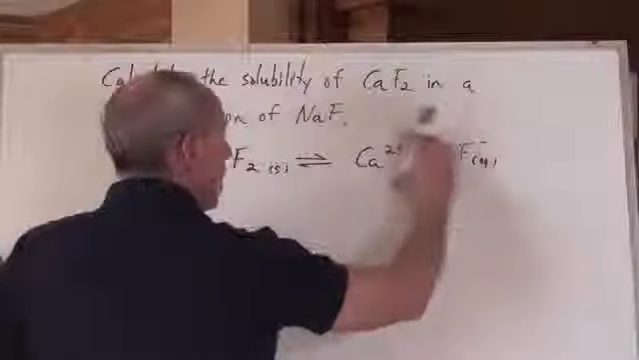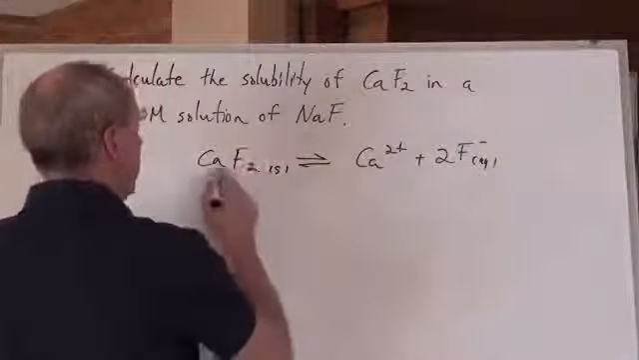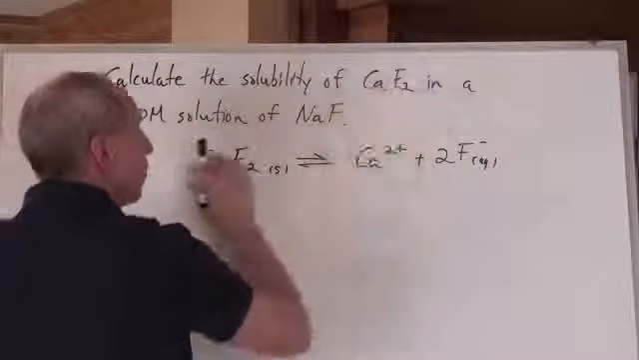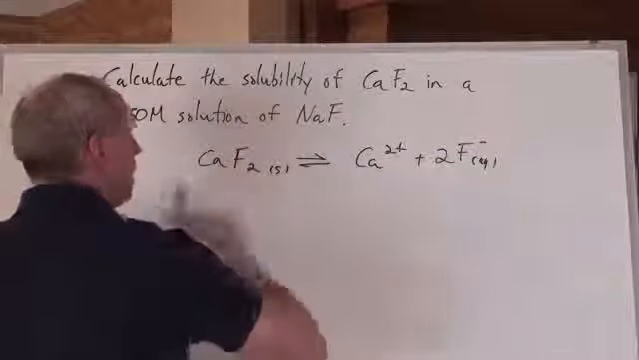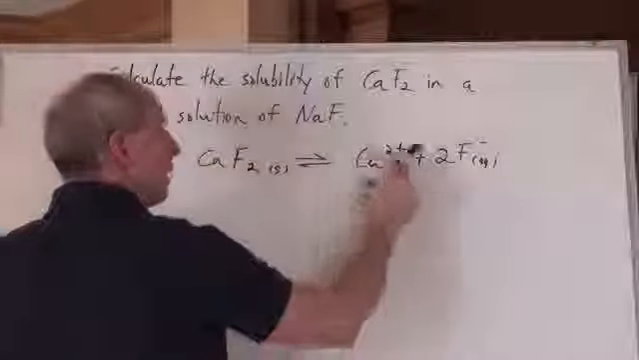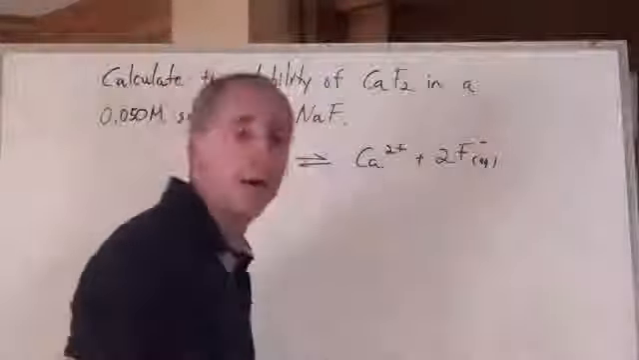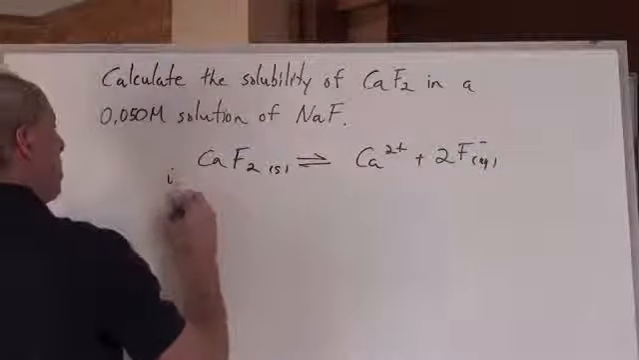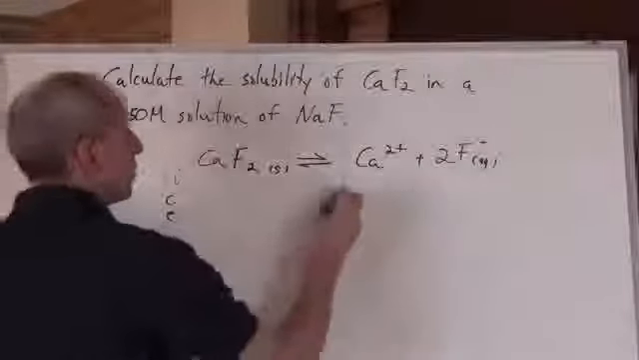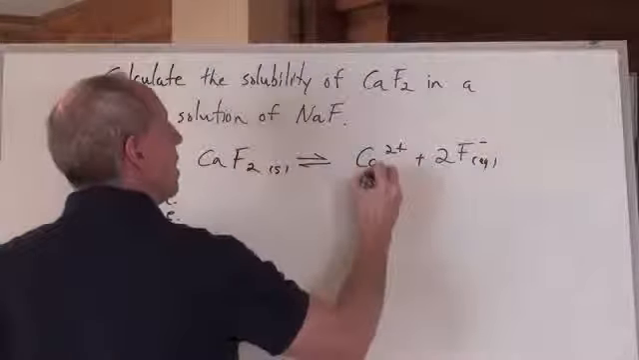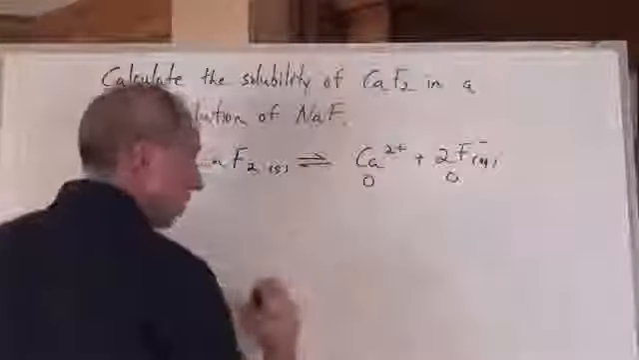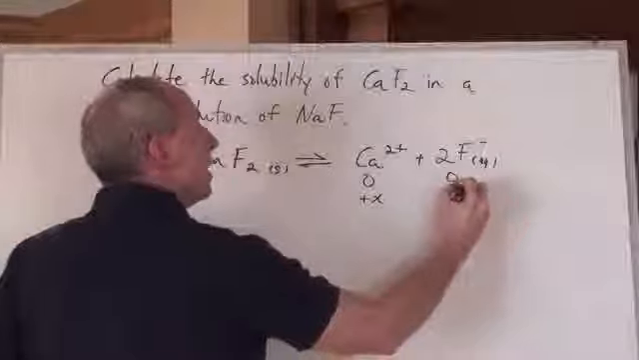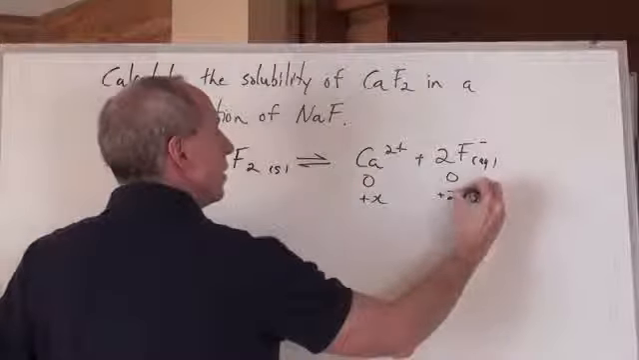First of all, you write the equilibrium reaction for CaF2, because that's the chemical under consideration. We're calculating the solubility of that. CaF2 is in equilibrium with the calcium ions and the fluoride ions. Now, what are we doing? ICE box, always. Initial, change, equilibrium. Initially, we don't care about the solid, but we know that when it breaks down, it'll make X of this, and it'll make 2X of this.